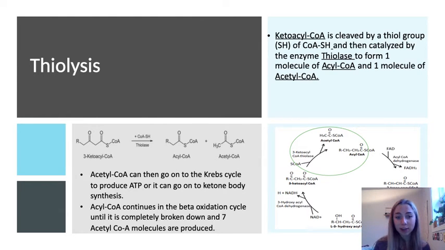And then we also have our acyl-CoA. That acyl-CoA is now 2 carbons shorter, and it's actually just going to keep continuing on that beta oxidation cycle until it is completely broken down, which we mentioned is going to be about 7 cycles. So 7 acetyl-CoA are going to be produced, and the acyl-CoA will be completely broken down.